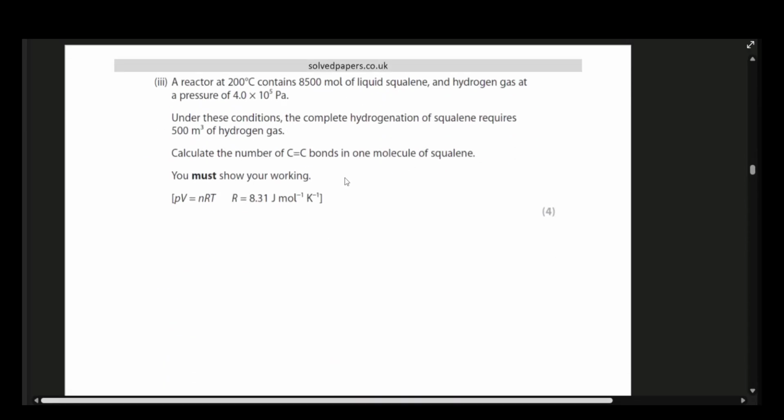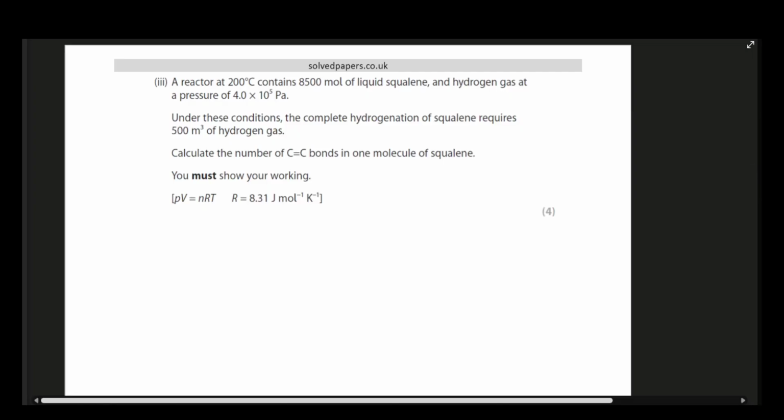Okay, now if we check out this math down here, a reactor at 200 degrees Celsius contains 8500 mole of liquid squalene and hydrogen gas at a pressure of 4 times 10 to the power 5 Pascal. Under these conditions, the complete hydrogenation of squalene requires 500 meter cube of hydrogen gas. Calculate the number of carbon to carbon double bonds in one molecule of squalene, and you must show your working down here. So if you do this, what happens?